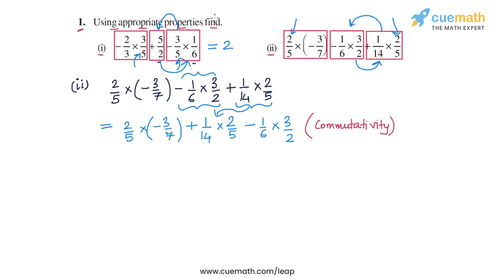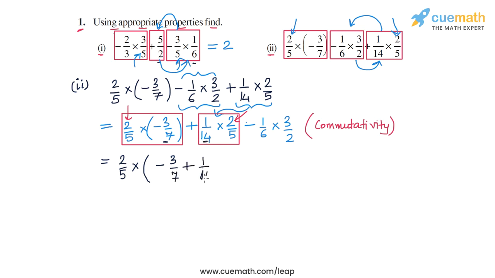Alright, now if we look at this part and the new second part, these two have a common term of 2 by 5. So we can take out the 2 by 5 as a common multiplier. So we can write this as 2 by 5 into minus 3 by 7 from the first part, and then plus 1 by 14 from the second part. And we can do this because multiplication is distributive over addition and subtraction. So we can do this because of this reason.